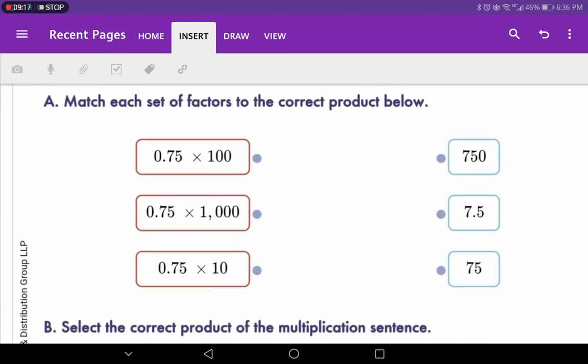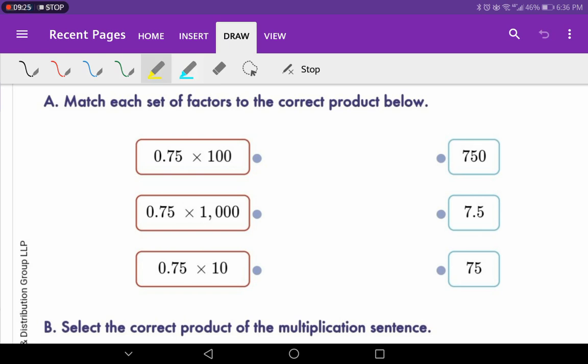Match each set of factors to the correct product. Actually, here we have to do it mentally. I have 2 digits after the decimal, and I have 2 digits here. That means the number will be 75. So the answer here will be 75.